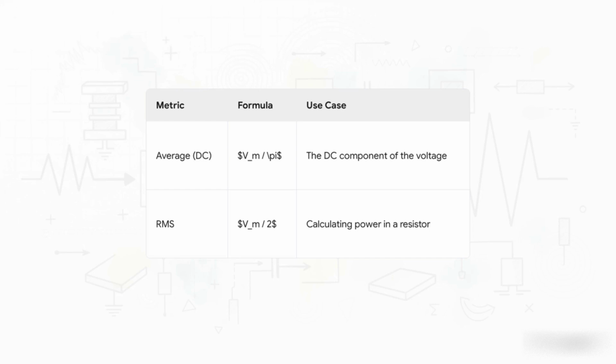But if you want to figure out how much power is being turned into heat in that resistor, you need the RMS, or root mean square value. For this waveform, that's Vm divided by 2. The big takeaway here is never, ever confuse average and RMS. One is the DC level, the other tells you about heating power.